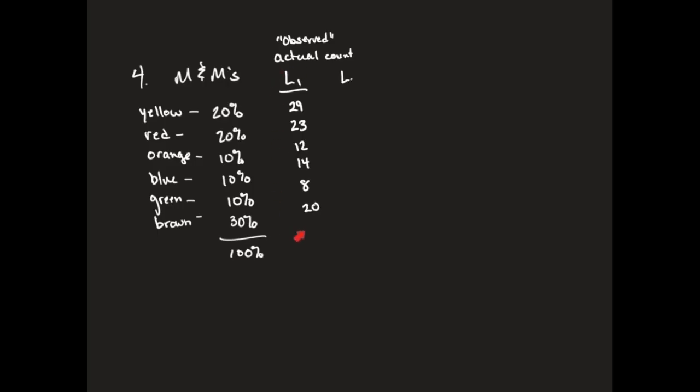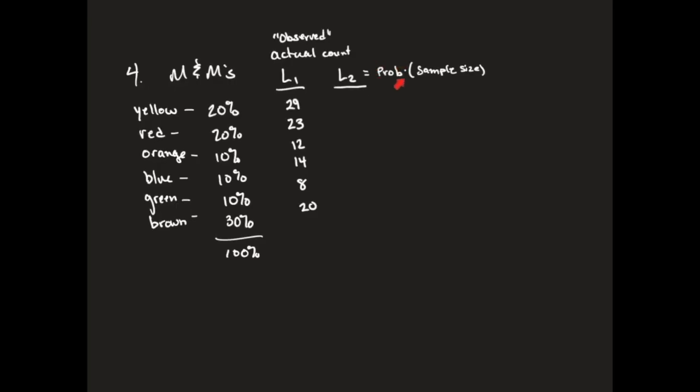So I put all my numbers in L1. These are my observed values. L2, they're not going to give me these values. We have these percentages, and if I know the percentages, then I can figure out what goes in L2. In other words, it's really going to be the probability of the color, or the percentage, times the particular sample size for your problem. If you add your totals up here, we can figure out what the total sample size is.